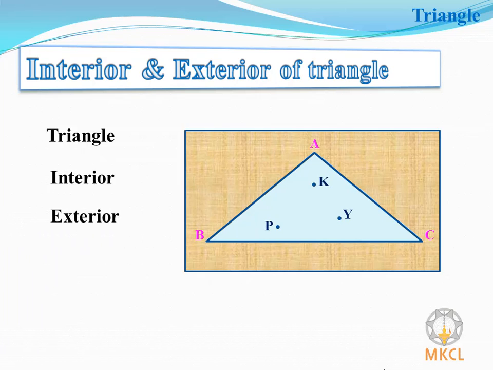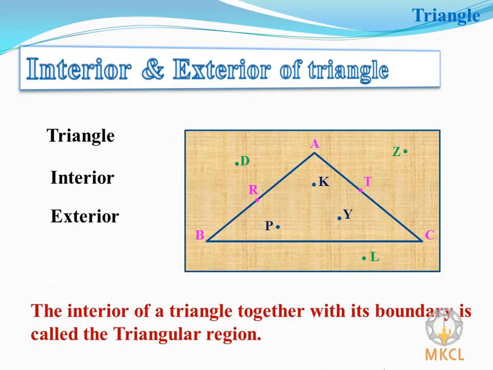The points K, P, Y are interior points. Points R and T with vertices A, B and C lie on the boundary of a triangle, and the points D, L and Z are exterior points. The interior of a triangle together with its boundary is called the triangular region.